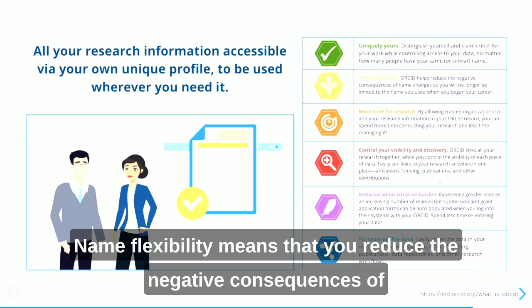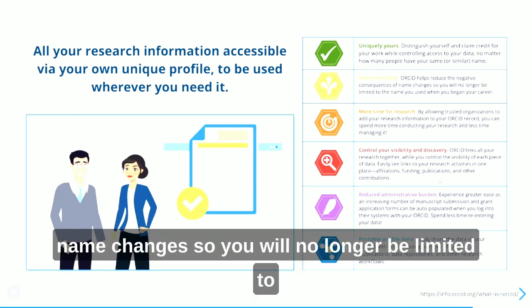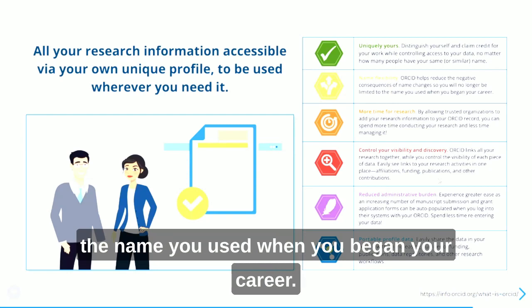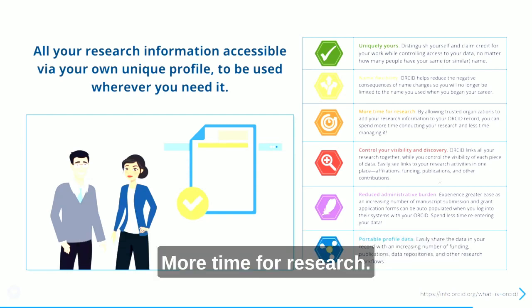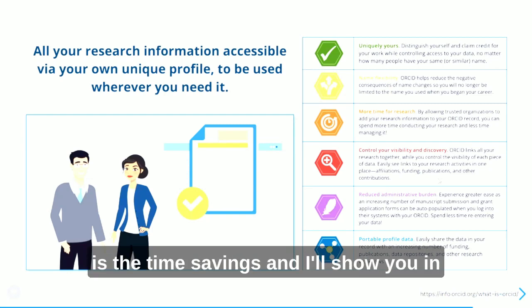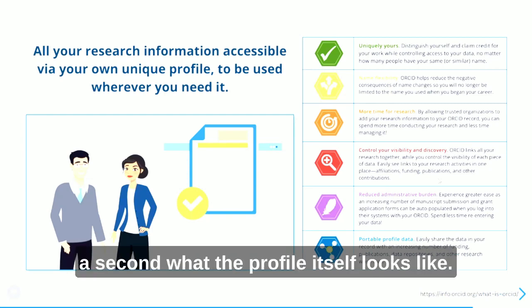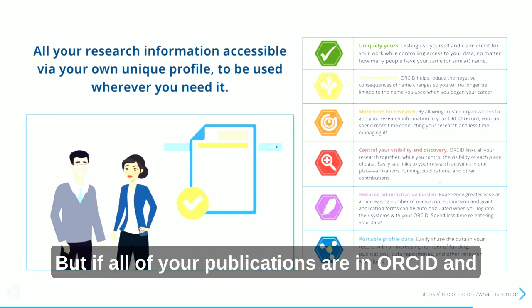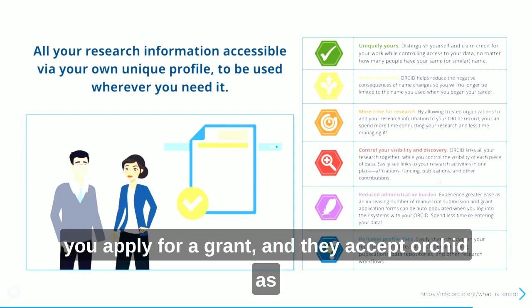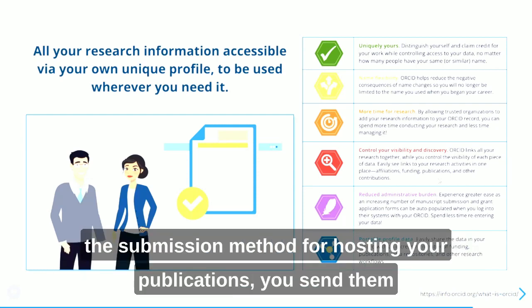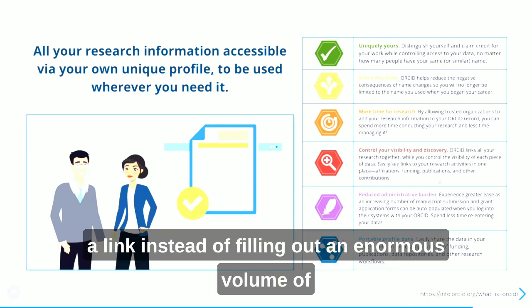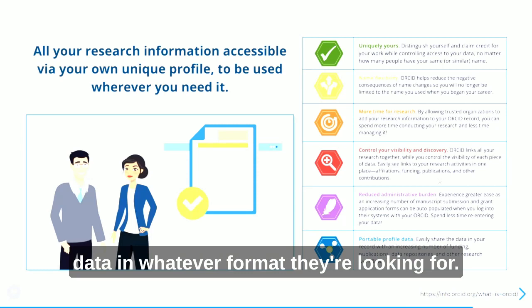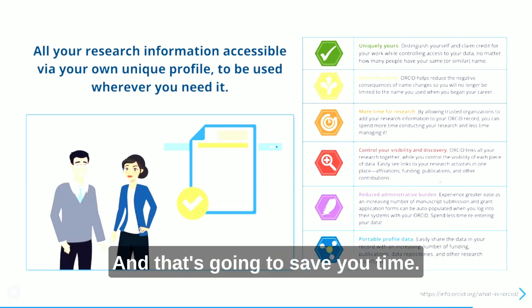Name flexibility means that you reduce the negative consequences of name changes, so you will no longer be limited to the name you used when you began your career. More time for research. So really, this is kind of the big one, is the time savings. And I'll show you in a second what the profile itself looks like. But if all of your publications are in ORCID, and you apply for a grant, and they accept ORCID as the submission method for hosting your publications, you send them a link instead of filling out an enormous volume of data in whatever format they're looking for. And that's going to save you time.